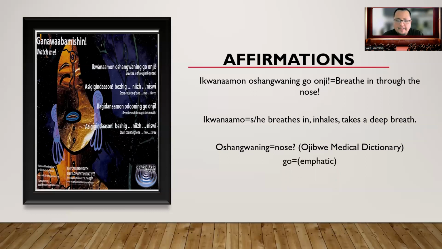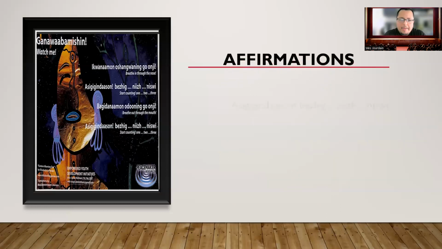Go is an emphatic, kind of putting a little bit of emphasis on where, or whatever you want to use go for. And onji, for a certain reason or from a certain place, is what I got out of the Ojibwe People's Dictionary. So onji, I believe, is our word right there. So continuing on, and this should say commands, we have a sigigindason.